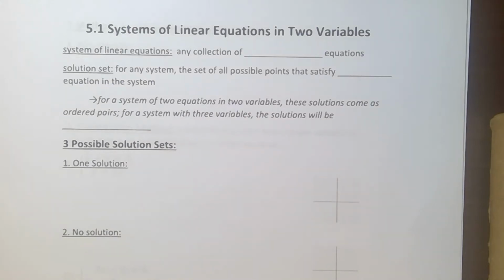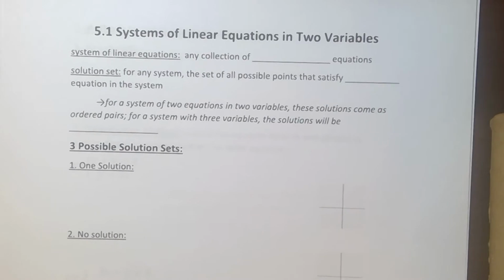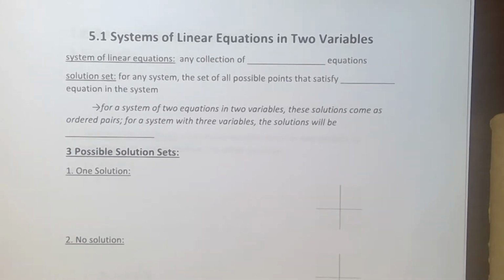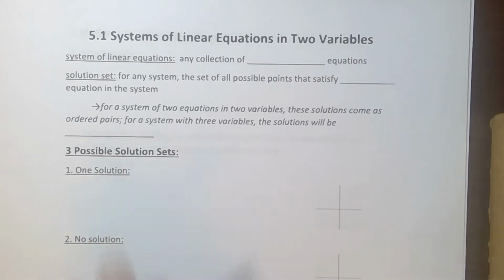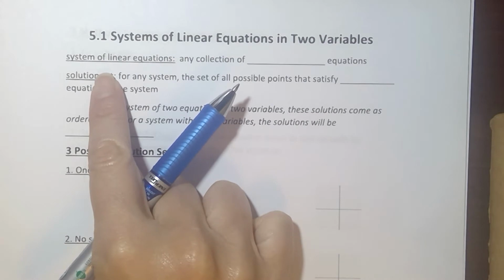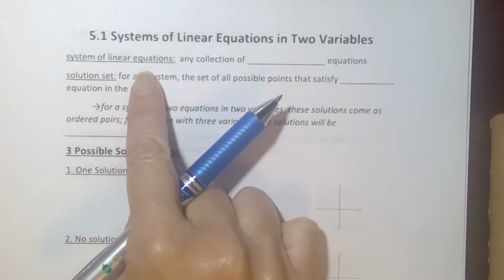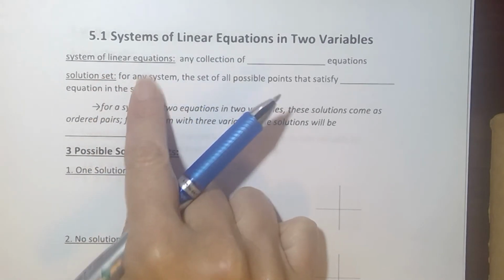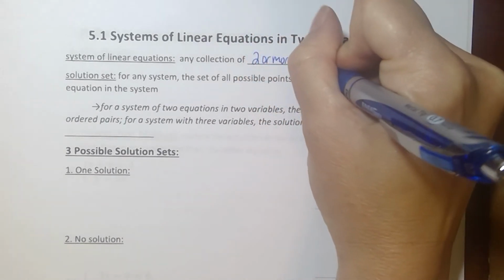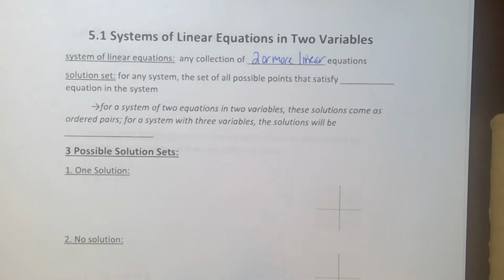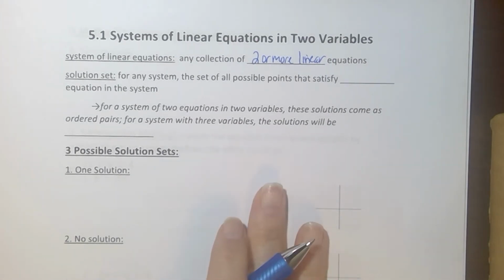In Chapter 5, Section 1, we talk about systems of linear equations in two variables. A lot of the time, this is a review type section for a lot of students, so hopefully it will go pretty quickly and simply for you. When you have a system of linear equations, you're talking about any collection of two or more linear equations. Now we're going to focus on systems of two equations with two variables in this section.